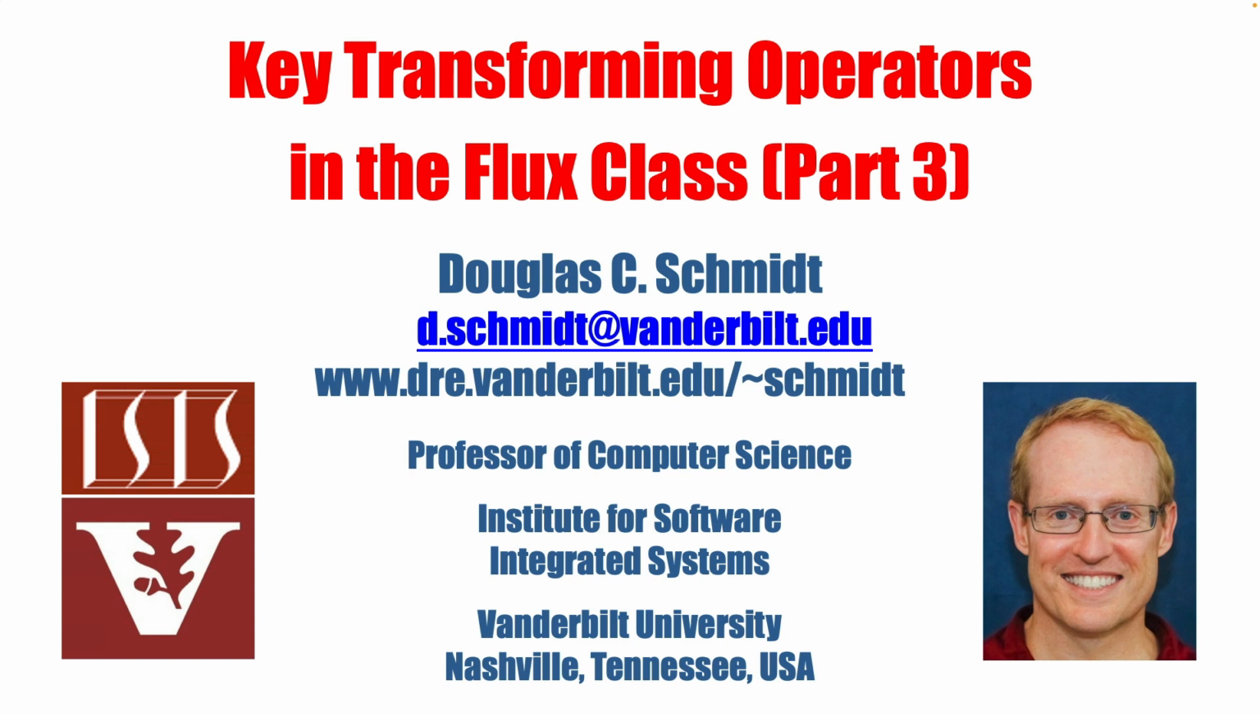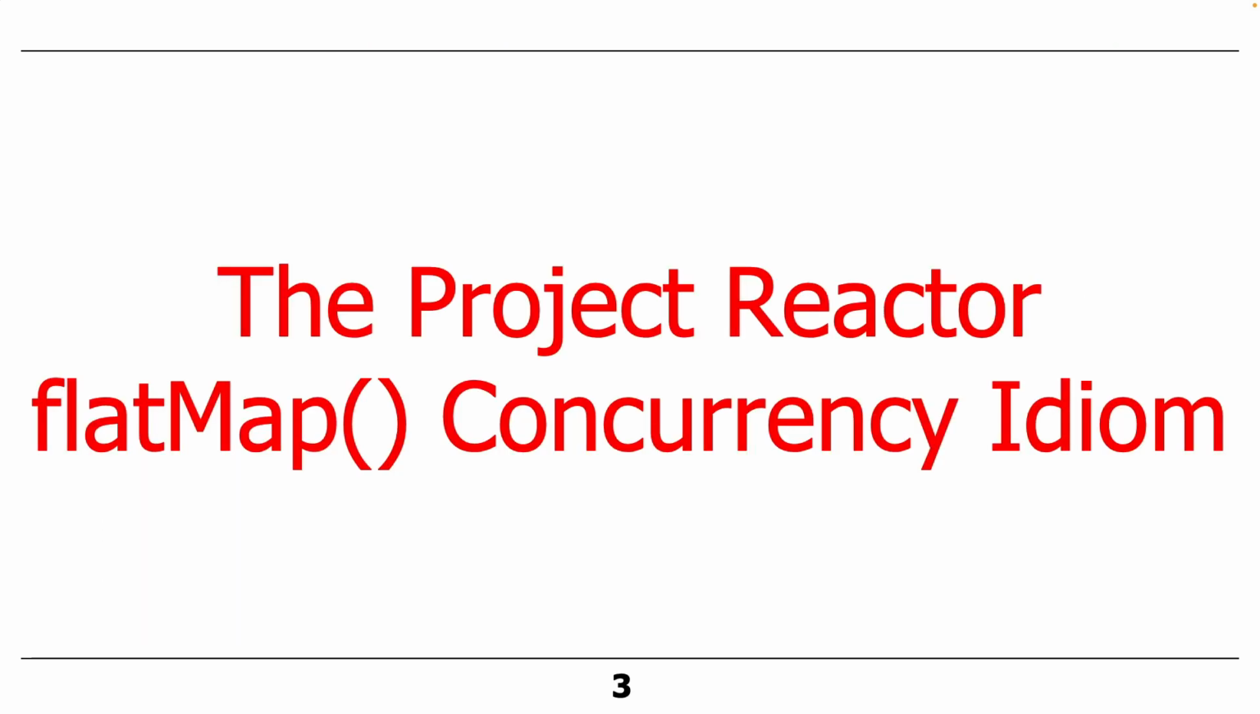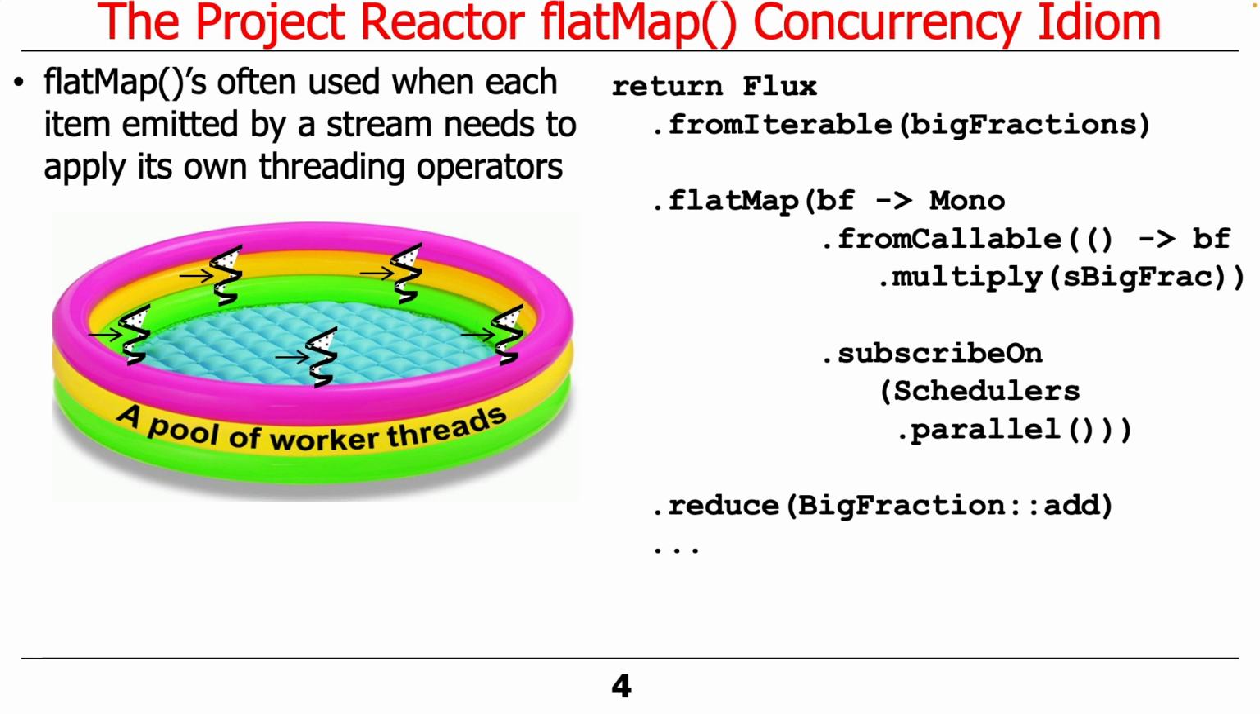So now that we've talked a bit about what flatMap does, let's compare and contrast it with map. We're going to talk about that, and we're also going to talk about the Project Reactor flatMap concurrency idiom. flatMap is often, though not always, used when the items emitted by a stream need to be run in their own thread of control. So let's take a look at an example here.